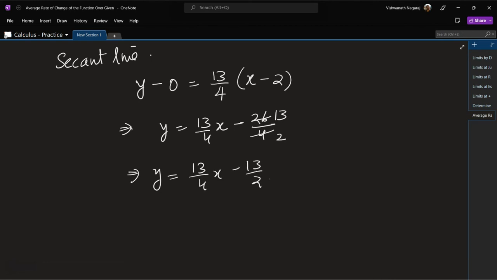So that is our average rate of change of the function over a given interval, and secondarily figuring out the secant line connecting these two given points on the curve.